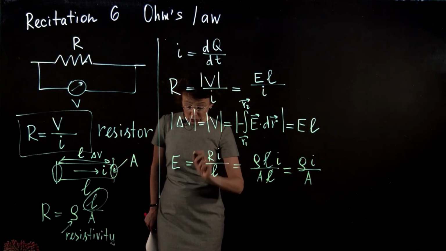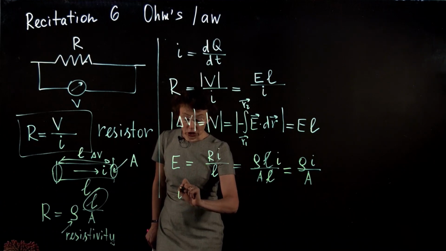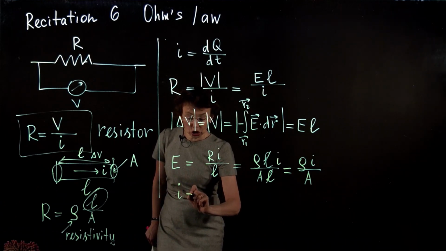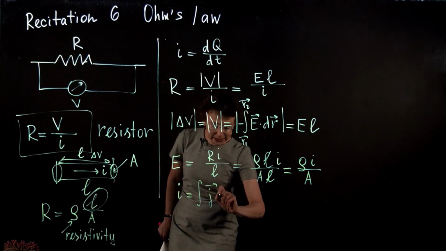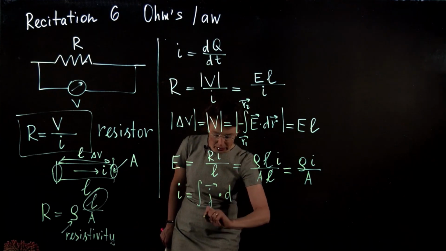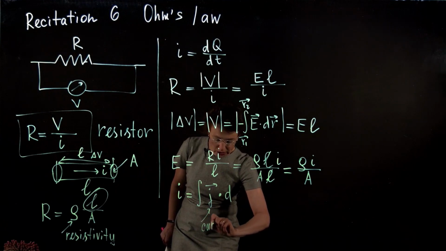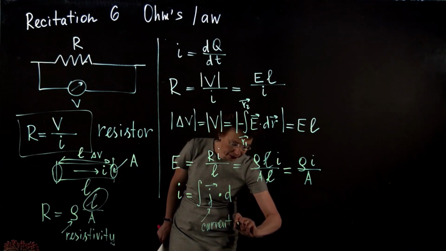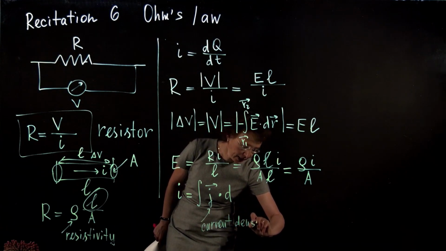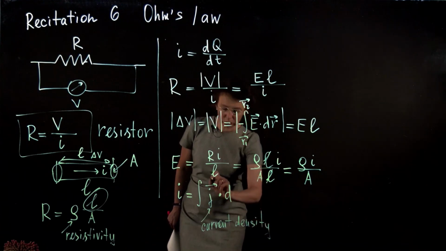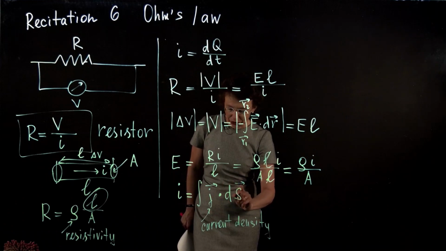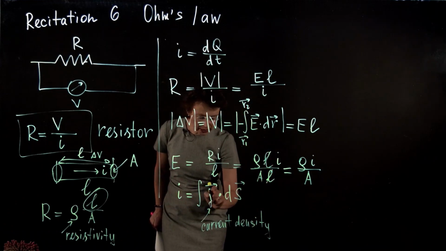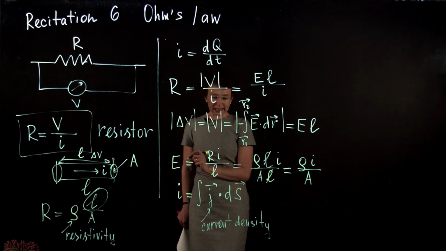Now we need to introduce one more definition. We need to introduce current density. We call it J. The dot product of J, current density, and the area vector, J dot ds, is current. This is the definition of current density.